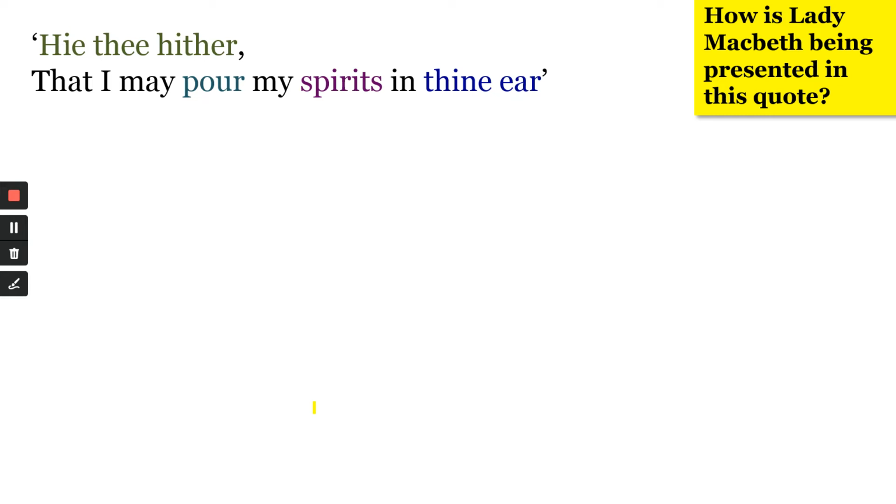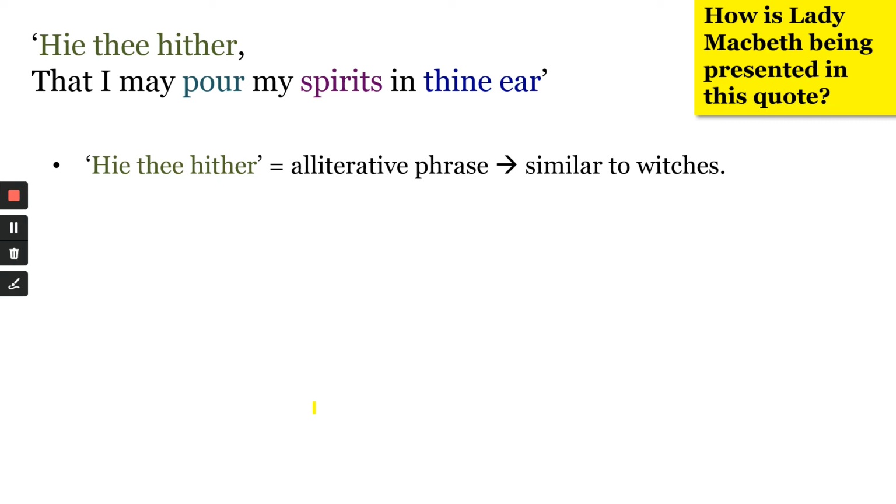Here are a few ideas for what you could have said for this. Hie thee hither. This is an alliterative phrase. Notice the repetition of the H's in hie and hither. Also, there's a little bit of assonance with the repetition of these E sounds. This makes her language quite similar to the witches.